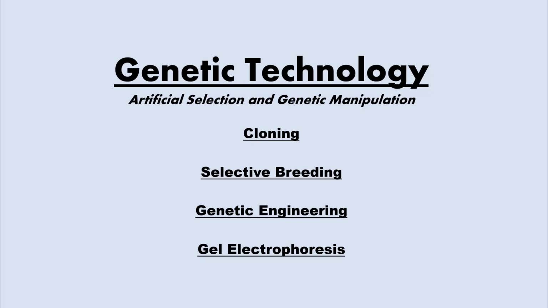Welcome to the review on genetic technology. This is going to go over artificial selection and genetic manipulation, meaning people choosing what traits get passed on and/or people mixing and matching DNA. For that, we're going to take a look at cloning, selective breeding, genetic engineering, also called gene splicing or bioengineering, and gel electrophoresis. The first of these we're going to look at is cloning.